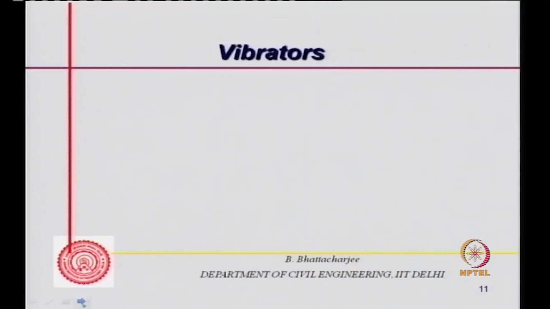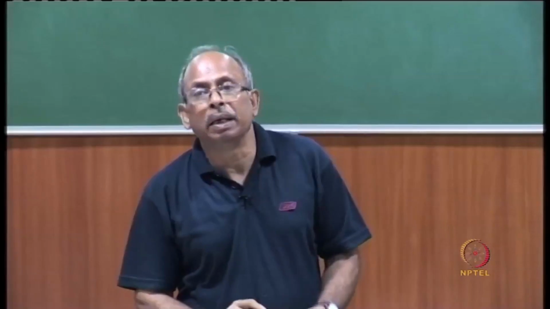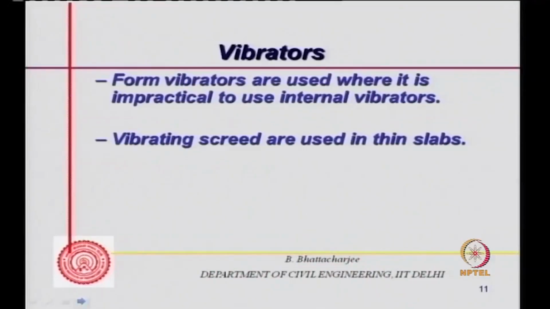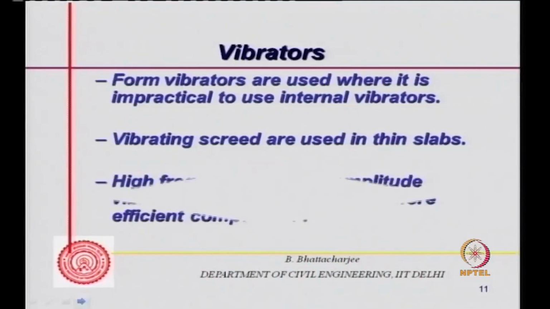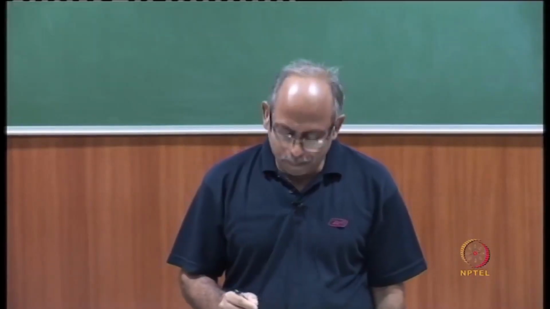So we have seen where we select the needle vibrator of what dimension. Now we can look into form vibrators. Where do we select them? Where it's impractical to use internal vibrators, or to supplement the internal vibrators. Vibrating screeds are used in thin slabs. High frequency and low amplitude vibration generally results in more efficient compaction. The thinnest needle vibrator is actually most effective, but its radius is also low. So your effort in moving it will be relatively high.